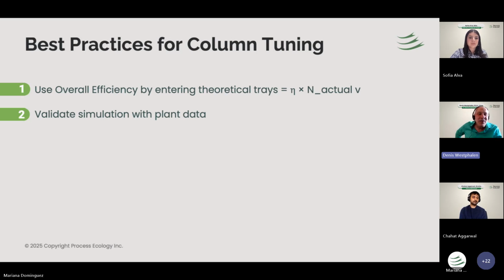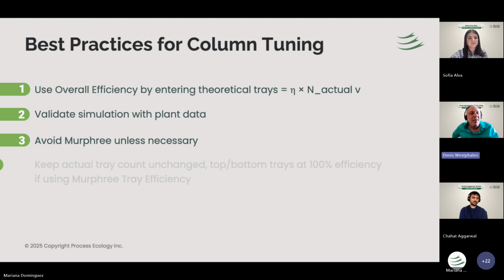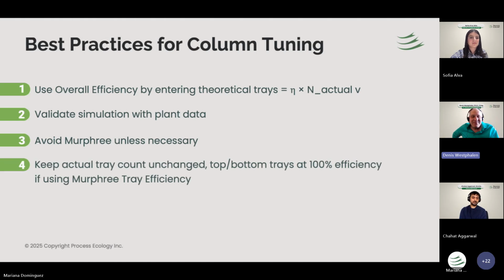Make sure you validate the simulation with plant data. Once you enter the values, test and see if you get the results. Once again, avoid Murphree tray efficiencies unless necessary. Guilty, many times I have used them, but usually I'm not satisfied. Anyway, keep the actual tray count unchanged. That's the advantage of Murphree. But if you're going to do that, make sure that for the top and bottom trays you use 100% efficiency.